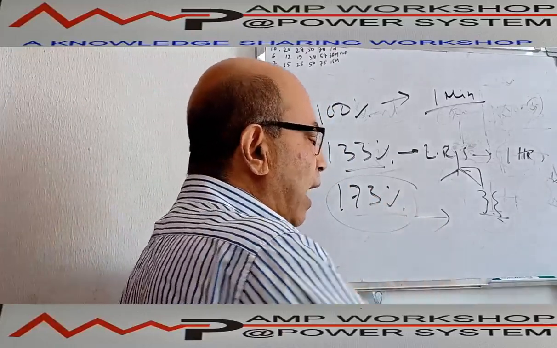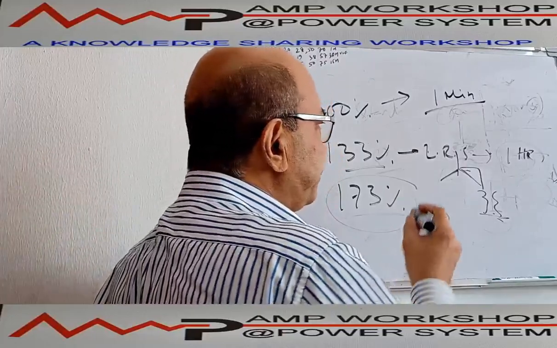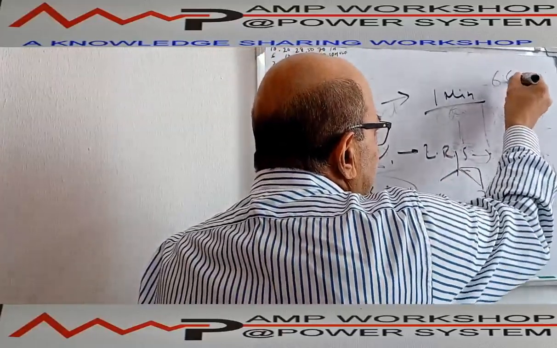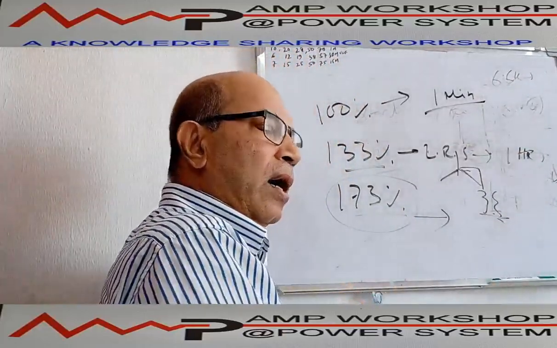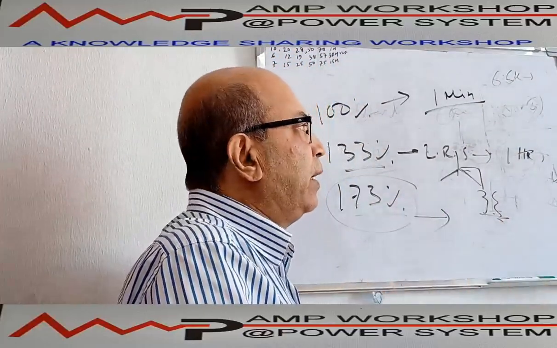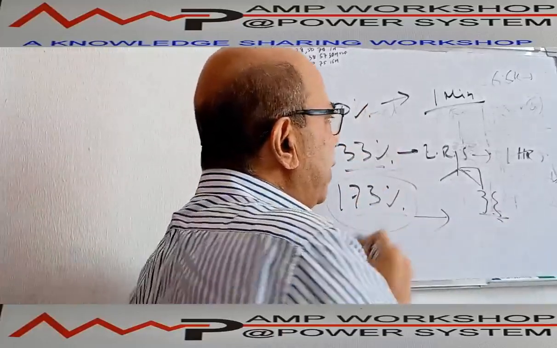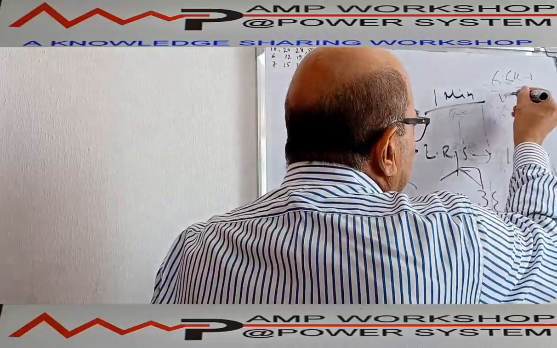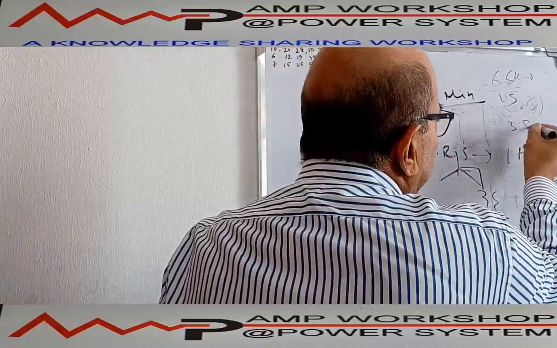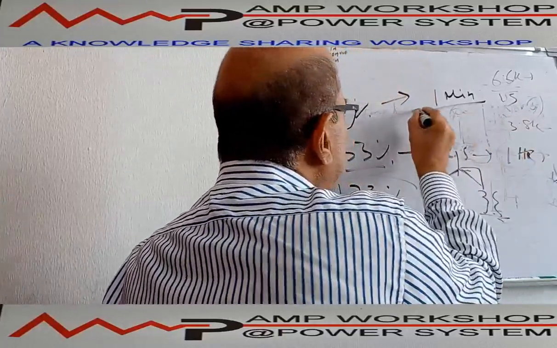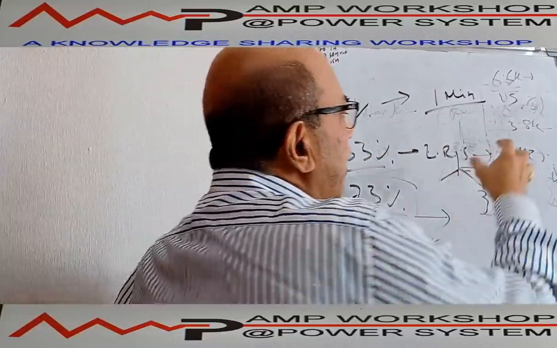What does it mean? 100% voltage rating cable means, suppose the system voltage is 6.6 kV, that means there is a 6.6 kV phase to phase voltage. Now how much is the phase voltage? Phase voltage is line voltage divided by root 3. 6.6 kV by root 3 means how much? It is 3.8 kV, right? So this 100% voltage cable means the cable will be 3.8 kV.